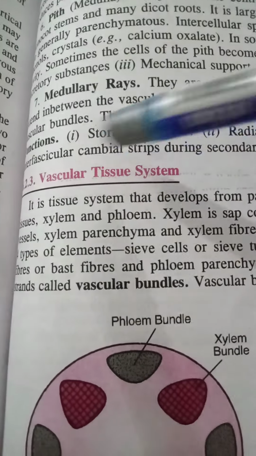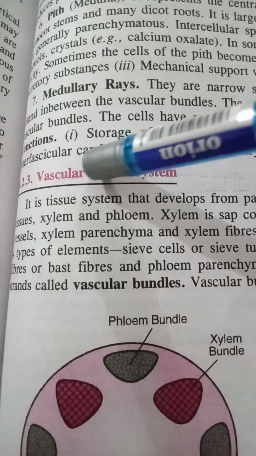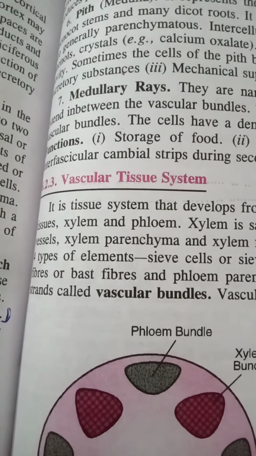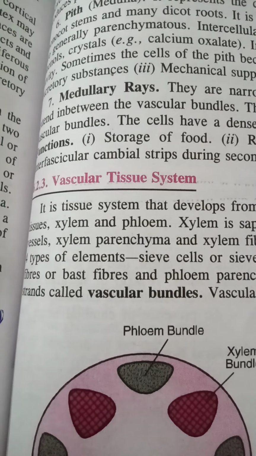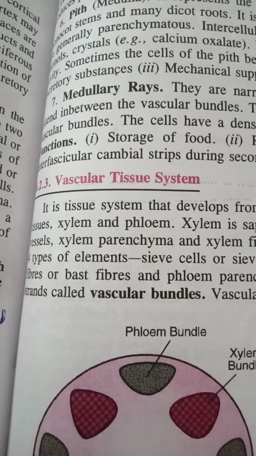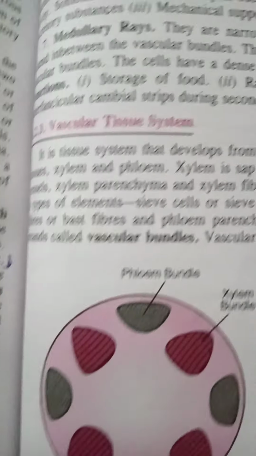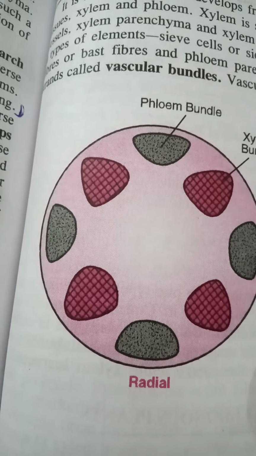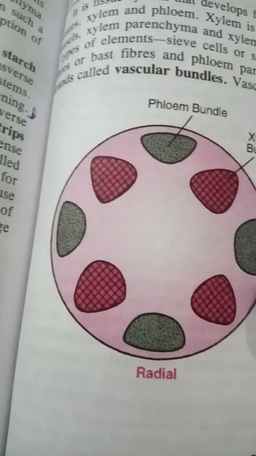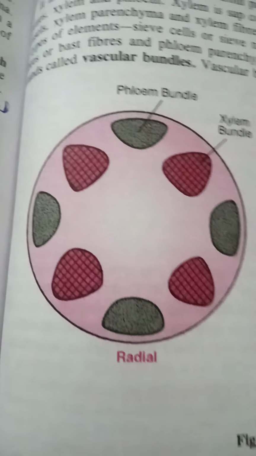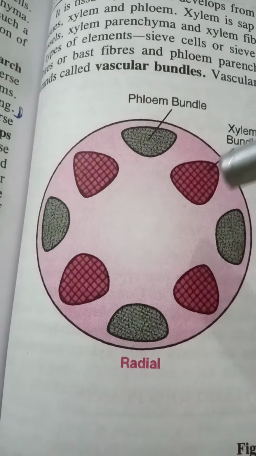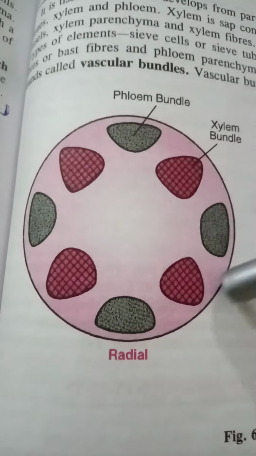The third one is the vascular tissue system. Vascular tissue system means definitely it will consist of xylem and phloem. So based on how these xylem and phloem are arranged, the vascular bundles are of different types. First is the radial type of vascular bundles. Here the xylem and phloem occur in the form of separate vascular bundles. As you can see, they appear like separate bundles and they occur alternately, xylem, phloem like that. This is called radial.